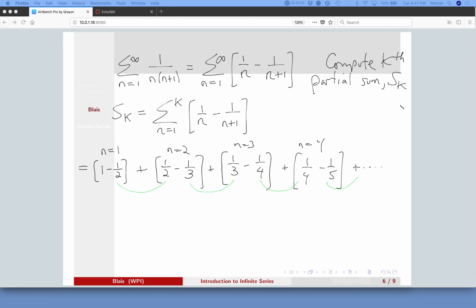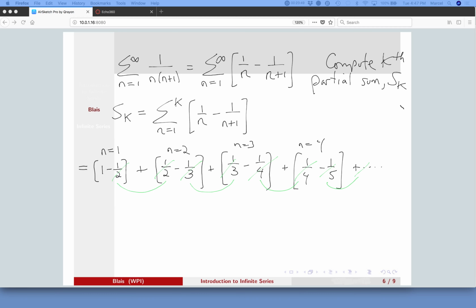So this one, negative 1/2, will cancel with the 1/2. The minus 1/3 will cancel with the 1/3. The minus 1/4 will cancel with the 1/4. Minus 1/5 has a partner in the next term. So we see this partnering up in the beginning of the terms of the Kth partial sum.